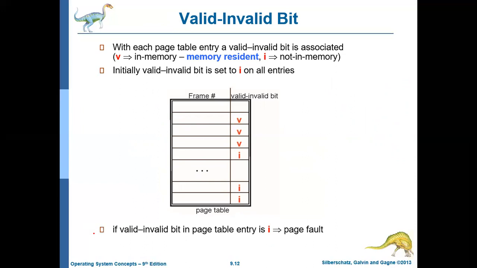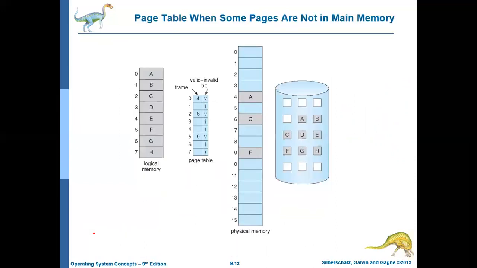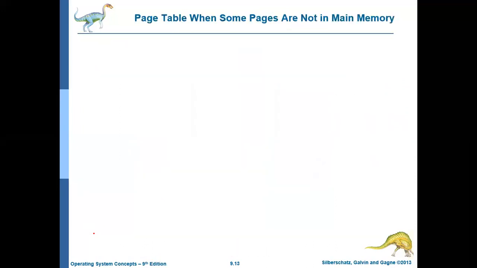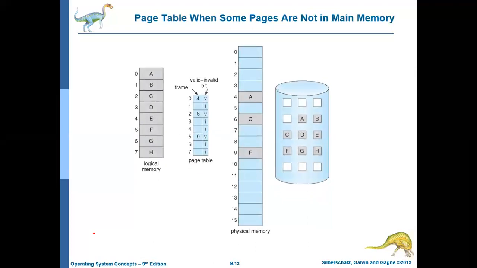So what should be done if it is I? That we will be discussing. But before that, here is a better example. This is the logical memory for one particular process. Normally logical memory will be bigger than physical memory. In this diagram it looks as if the logical memory is smaller than the physical memory, but that is not the case. This is only a partial view of the logical memory for one particular process, say P1.